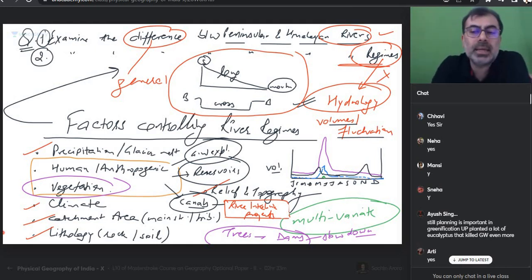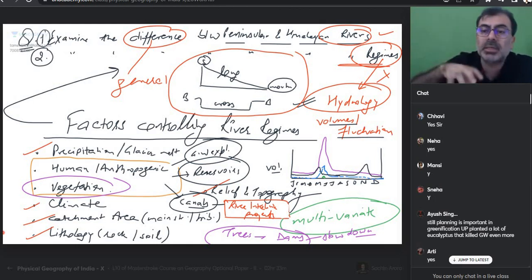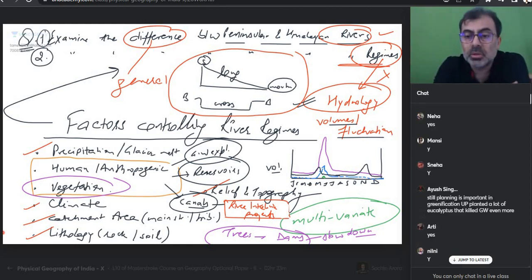Now Ayush is saying that the choice of tree was wrong. He said eucalyptus was planted. So Ayush, there are multiple things to be kept in mind. The species that you want to grow, and second, at times it becomes an eyewash. Yes or no? They were getting their name recorded in the Limca Book or Guinness Book that this many saplings were planted in UP in one day. Yes or no? So it's a very amazing thing.